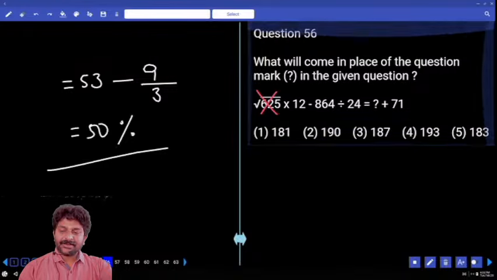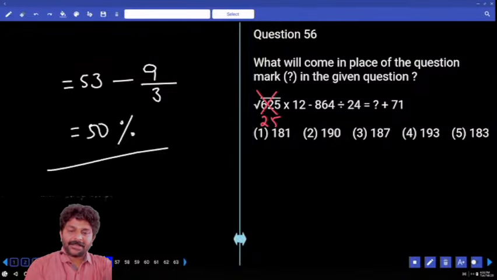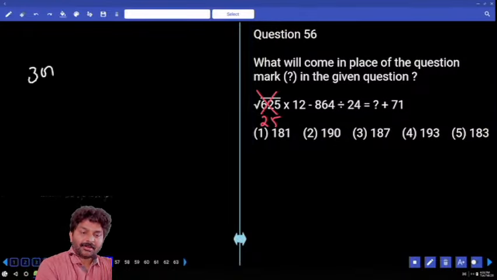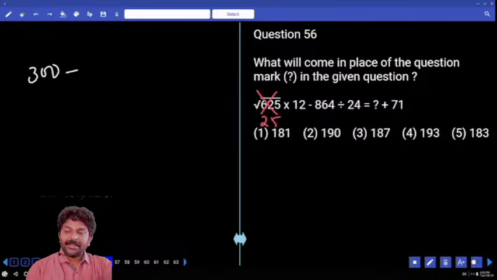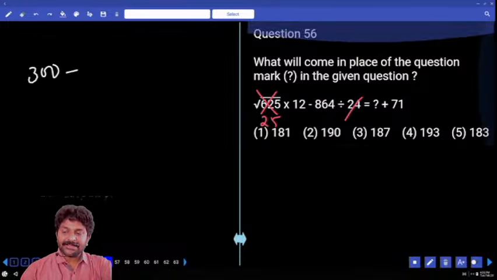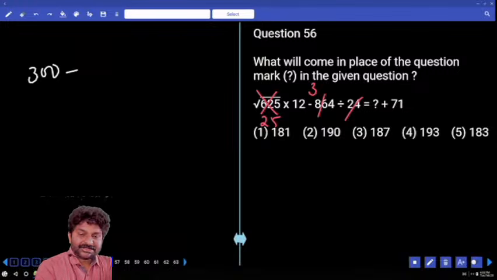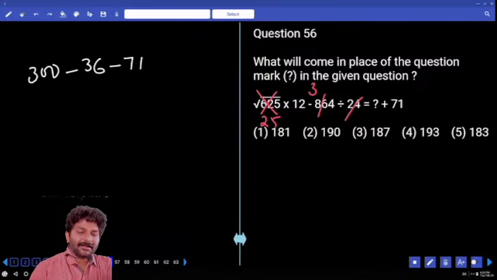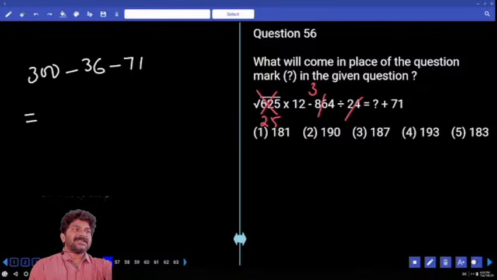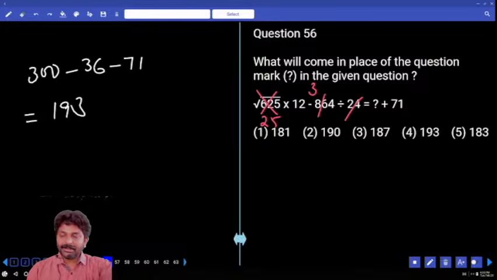Right, how much is this one? 25 12 times. Come on, 300 minus 864 by 24. Let's go with cancellation. 3 times 72, 144. 6 times, which is 36. Plus 71, the right hand side number comes to the left hand side. Minus, that means we need to subtract 1 odd. Subtract first 100. How much is left? 200. Again, you need to subtract 7. Answer 193.